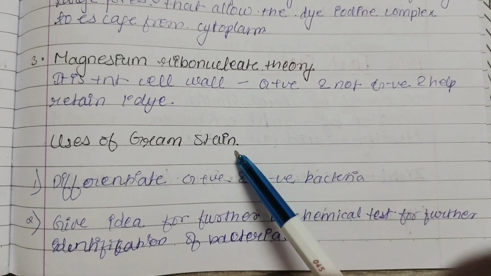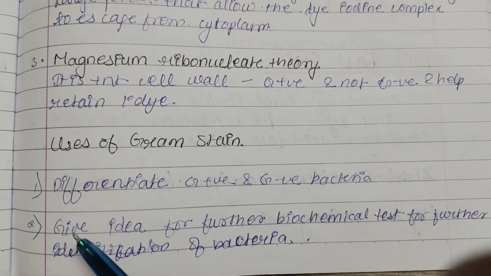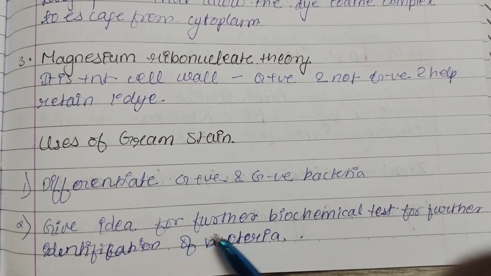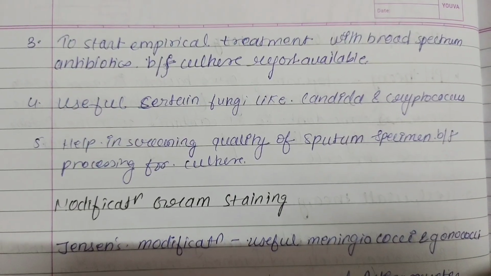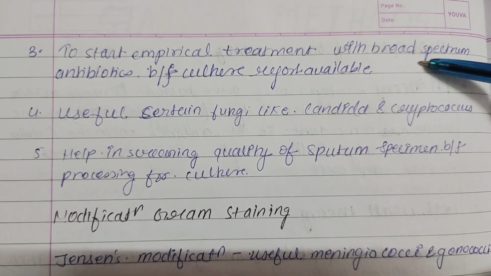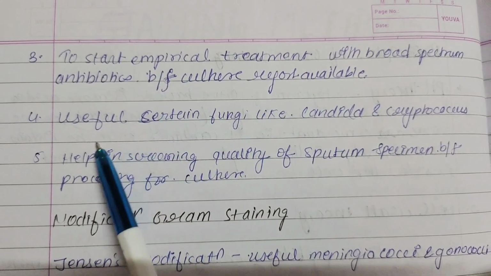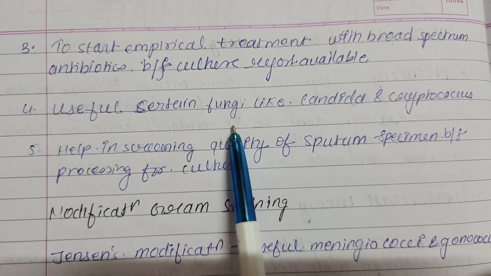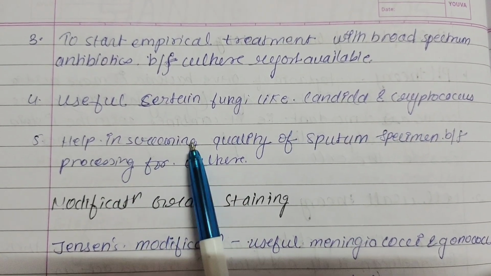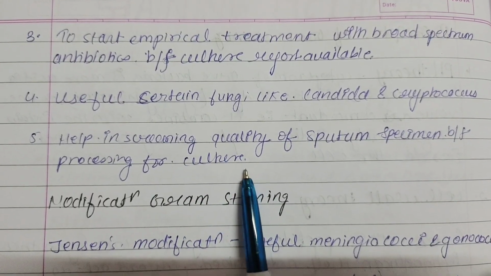Now the uses of gram stain is to differentiate gram positive and gram negative bacteria. It gives an idea for further biochemical tests for further identification of bacteria. It is also used to start empirical treatment with broad spectrum antibiotics before the culture report is available. It is also useful for certain fungi like Candida and Cryptococcus. It helps in screening the quality of sputum specimen processing for culture.